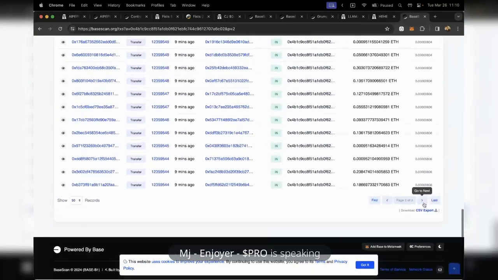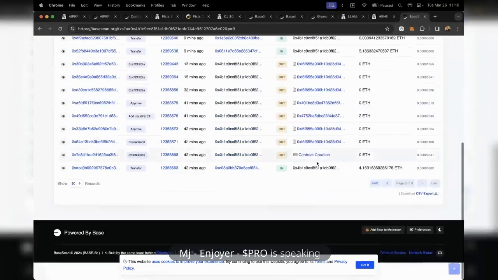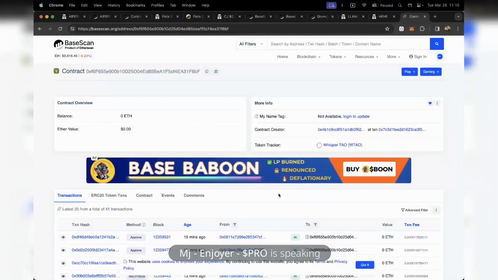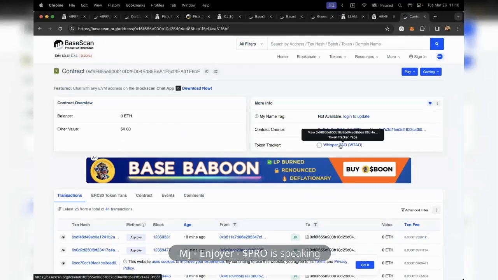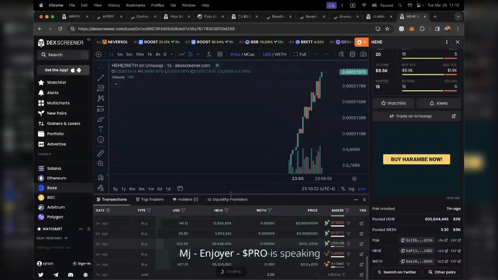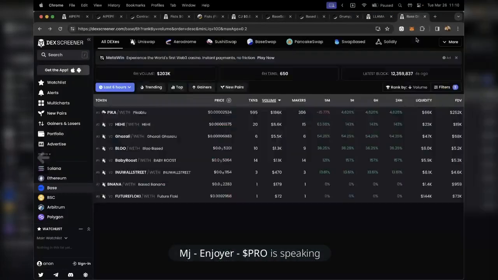And if I find the last wallet that they sent contract creation, yep, they did Whisper Towel, which we said was a rug earlier. So he is a rug. Sorry for everyone buying that. You are buying a rug.